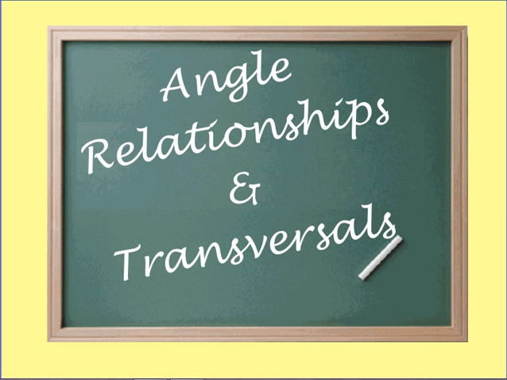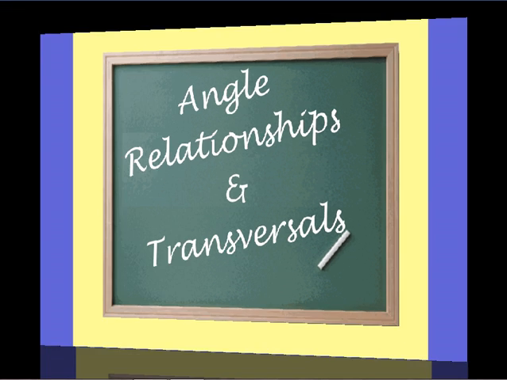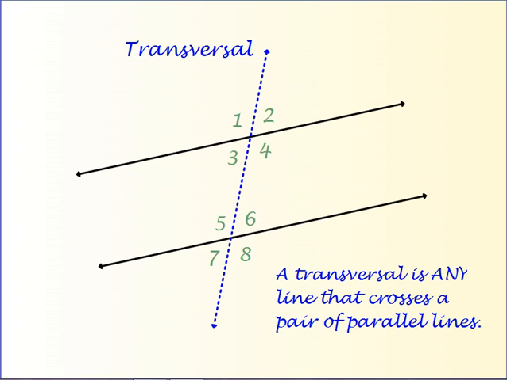Today we're talking about angle relationships and transversals. A transversal is any line, doesn't matter which direction it goes, that crosses through a pair of parallel lines. So our blue line here is a transversal as long as the two black lines are parallel.